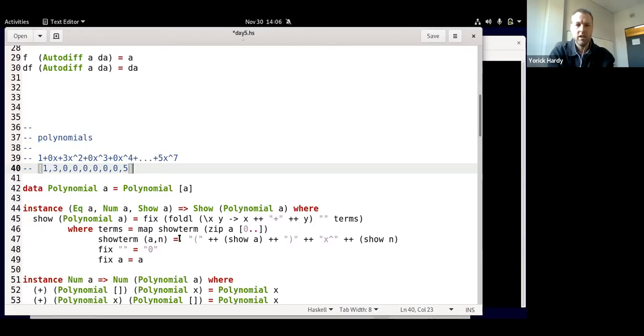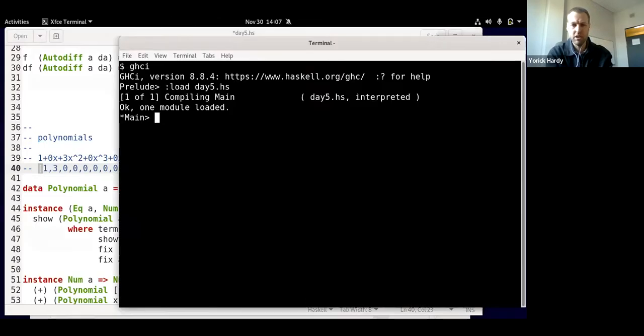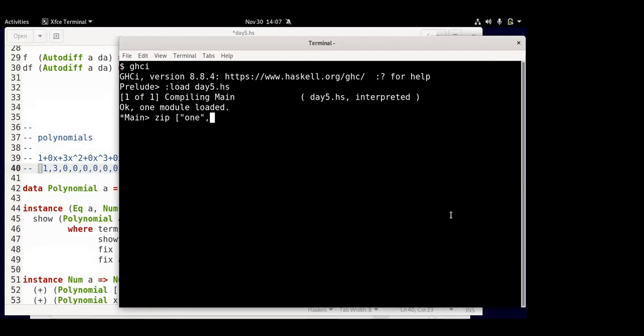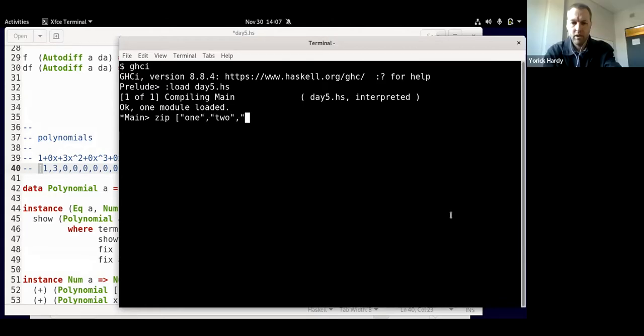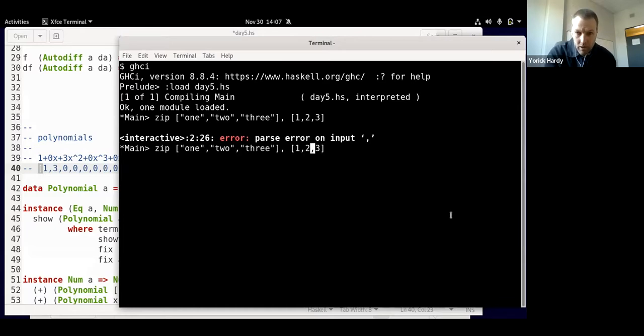Terms are the way that we show the term, so the string value of the term, applied to zip and A0 onwards. So maybe I should just show you what zip does. If I take zip of a list 1, 2, and 3, and I zip it with 1, 2, 3, without the comma, it will create a list of pairs, 1, 1, 2, 2, 3, 3.